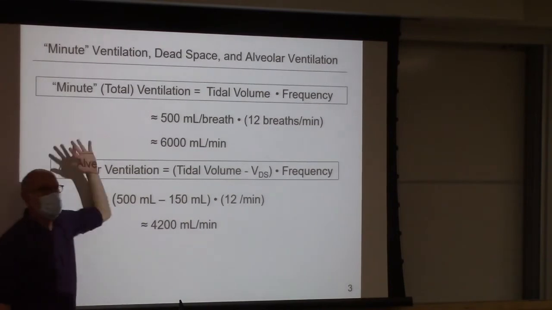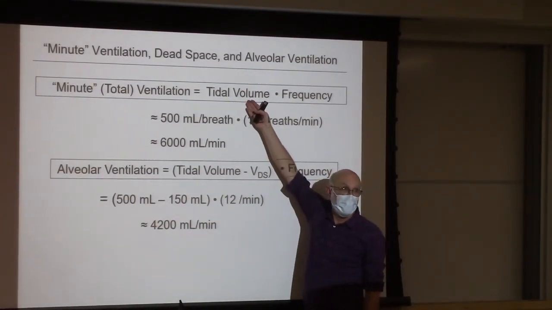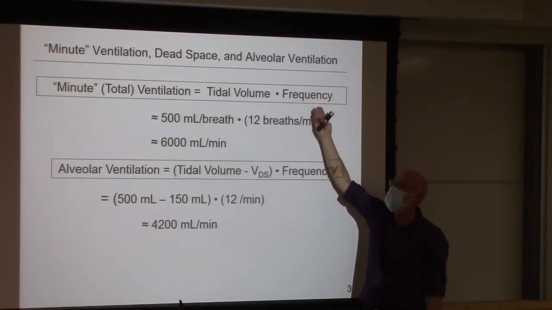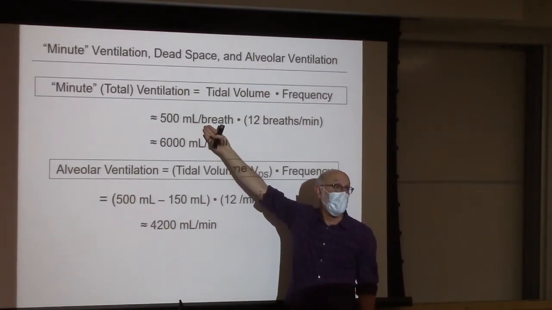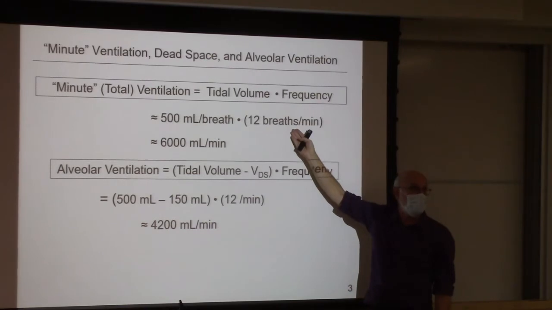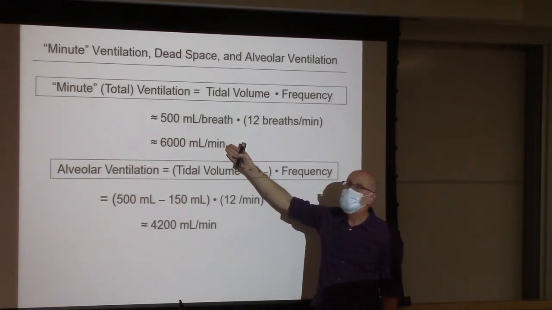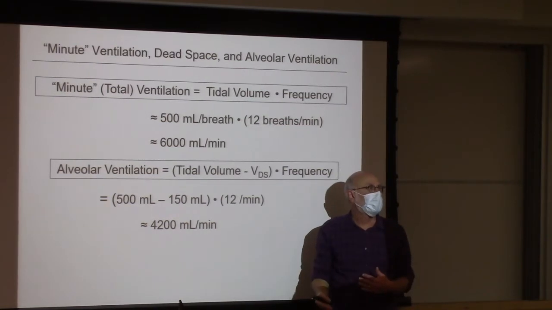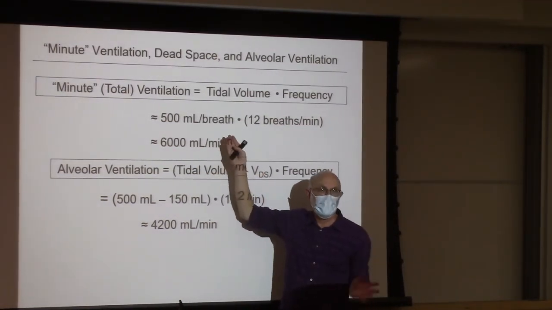Anyway, the total ventilation is just the tidal volume times the frequency, the respiratory rate. So if your tidal volume is typical, 500 mLs per breath, and your respiratory frequency is typical, 12 breaths per minute, your typical total ventilation is 6,000 milliliters per minute. Ventilation is measured in volume per minute. 6 liters per minute, 6,000 mLs per minute. I'll accept them.